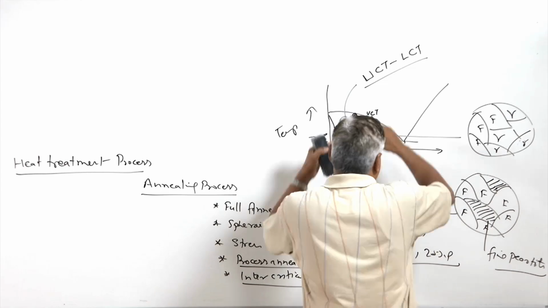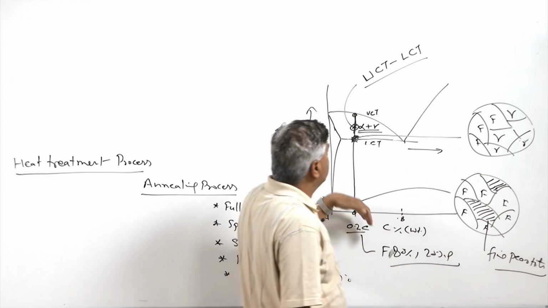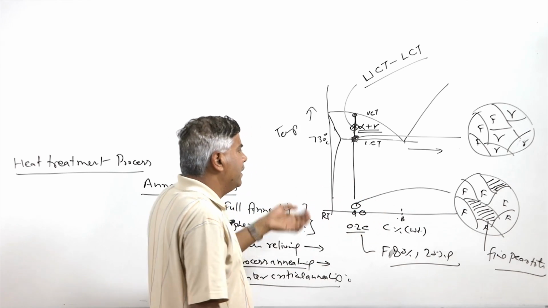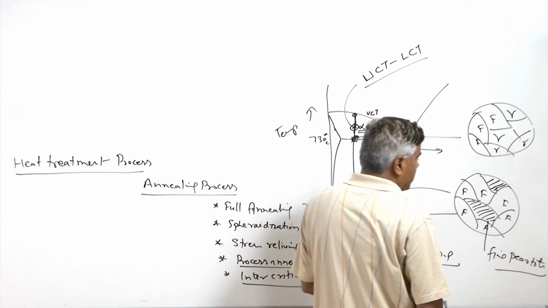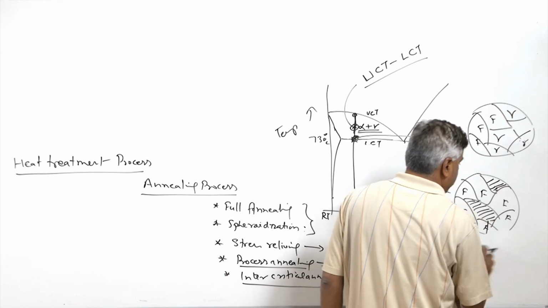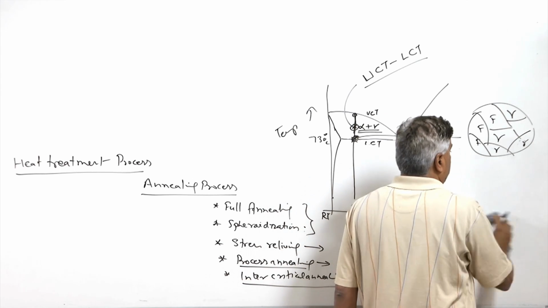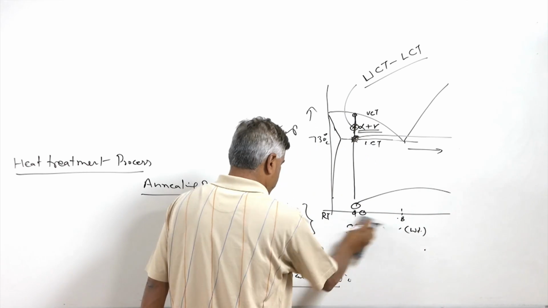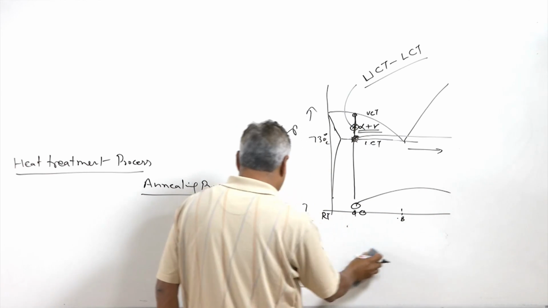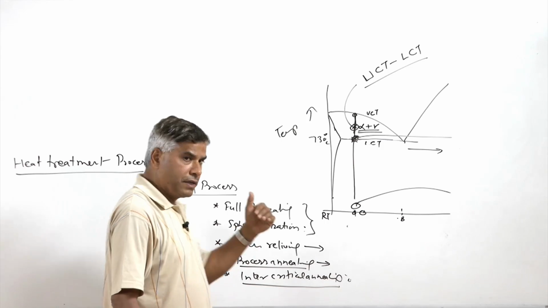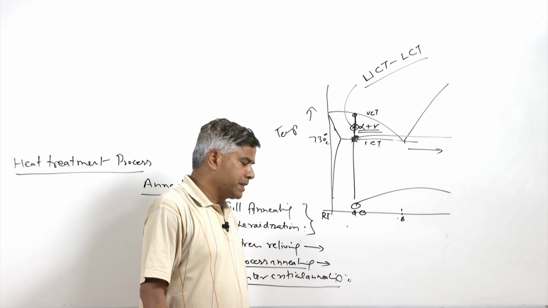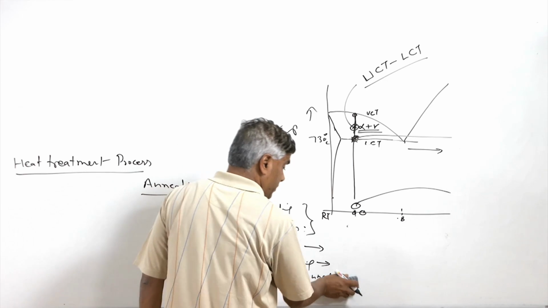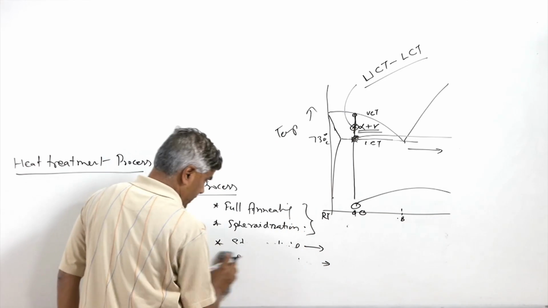So the advantage is that whenever heating is done in the intercritical temperature range followed by cooling, it will result in refinement of the grain structure, especially when the cooling rate is a little bit high. So intercritical annealing will lead to refinement of the grain structure, relieving or reducing the residual stresses, and increasing the dimensional stability of the component after the heat treatment.